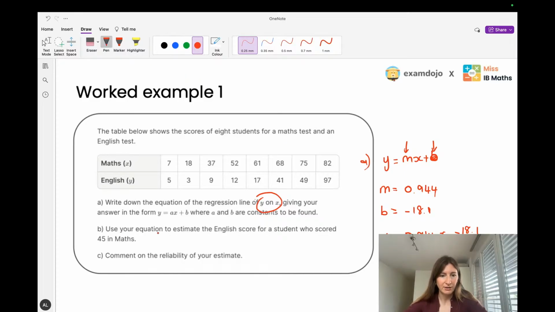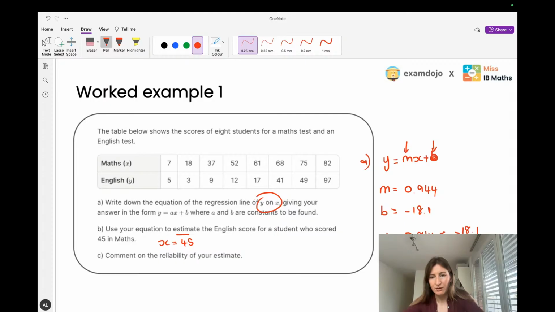B, use your equation. This is a very common second question. You find your equation, then you use your equation. To estimate, remember we're estimating because we've just taken a line that sort of goes through those points. To estimate the English score for a student who scored 45 in maths. So 45 in maths, just to remember that maths was X. So we want to know when X equals 45, what is Y? What is the English score? So let's substitute X in. 0.944, put in 45.